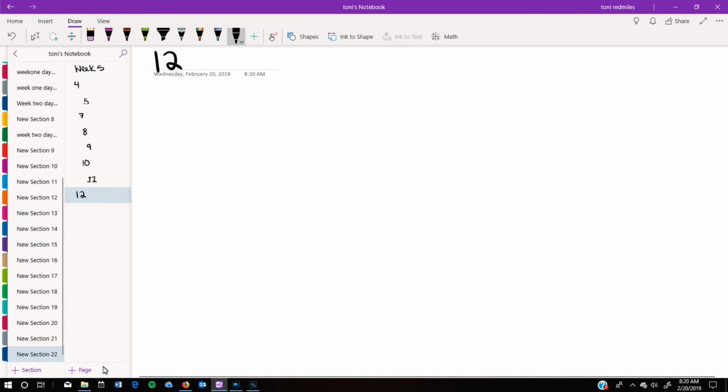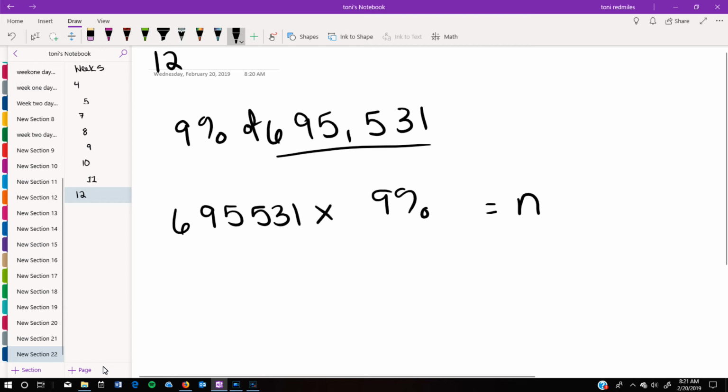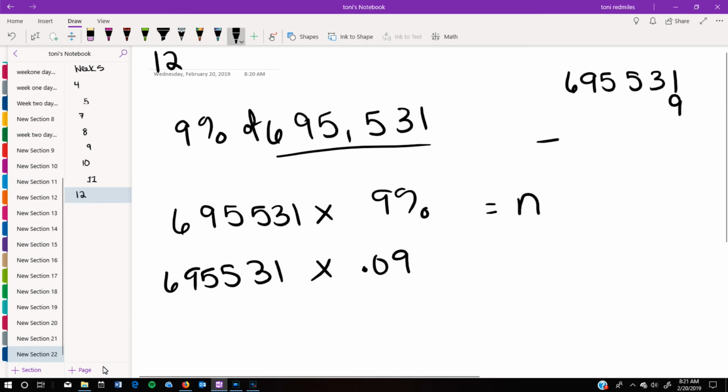Last question. So question 12 says a jury wants to give an award of 9% of $695,531. What is the amount of the award? So I don't know the total amount of the award, but I know it's 9% of this big number. So I am multiplying these two. All right? Okay, so I am going to do decimals. So it's 0.09 times this number. When I do it, I'm going to drop the 0 because it's not going to change anything, but I am going to get my place value right.